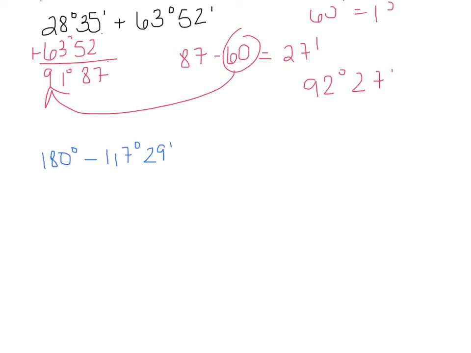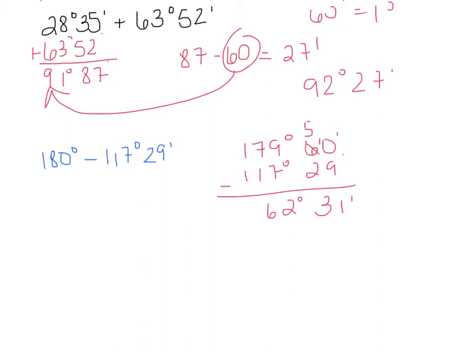When you subtract, it's like when you were borrowing. So we take that 180 and we now make it 179 and 60 minutes. So I can still subtract. I have 31 minutes, 62 degrees.